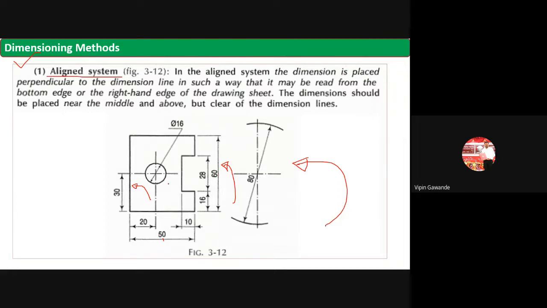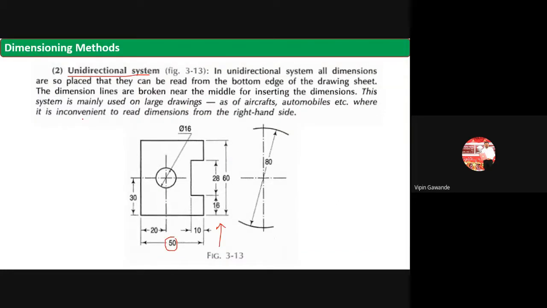So that is the difference between the aligned system and the unidirectional system. In engineering graphics, this aligned system is recommended, so we use the aligned system. We have two types of system: one is the aligned system and the other is the unidirectional system. The difference is only in how the horizontal and vertical dimensions are mentioned.